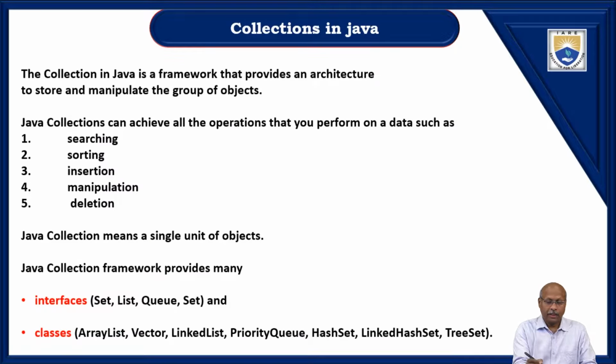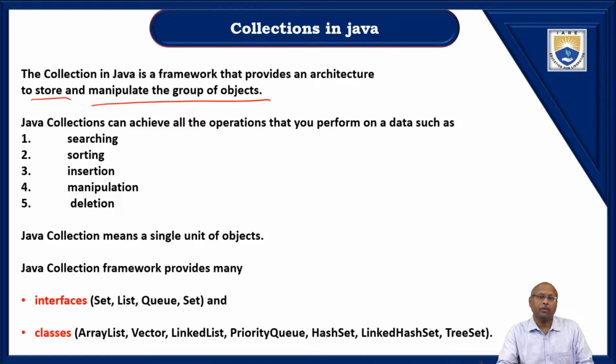Now we'll see what is collection in Java. The collection in Java is a framework that provides architecture to store and manipulate a group of objects. So whenever you want to store a group of objects and you want to do some manipulation on that data, then you can use the collection framework. Once the collection of data is available in one place, then you can do searching, sorting, insertion, manipulation, as well as deletion operations also. So all kinds of operations you can perform on a collection framework. That is the advantage of the collection framework.